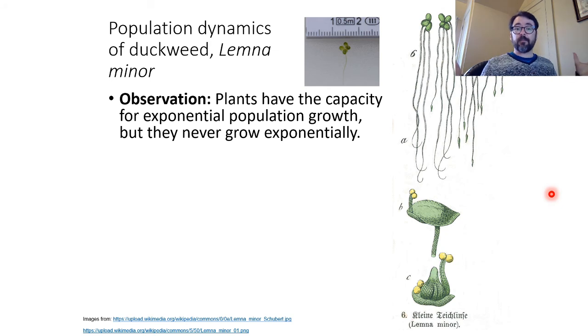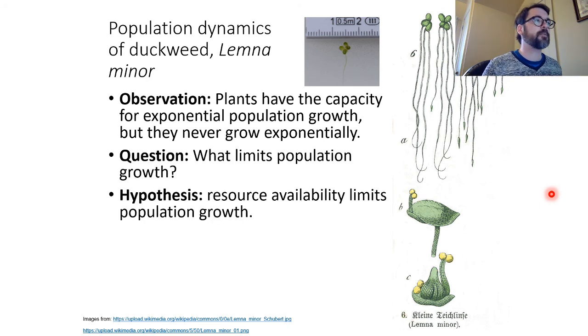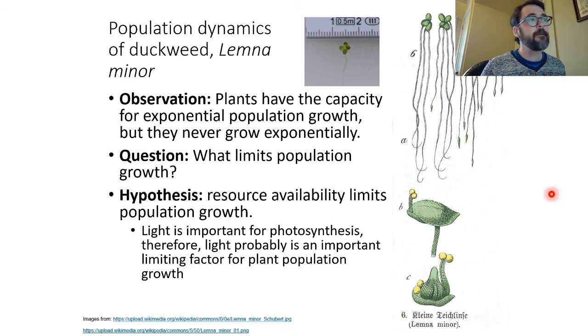And we have an observation, right? Plants have the capacity for exponential population growth, but they don't seem to grow exponentially. And we're going to start to ask what limits population growth, right? Our hypothesis is that resource availability is going to limit population growth. In particular, we suggest that light is important for photosynthesis, and so light is probably an important limiting factor for plant population growth. So this is the pre-lab lecture module for this lab. In the next video, I'm going to show you what this would have looked like if we could have done it in person.